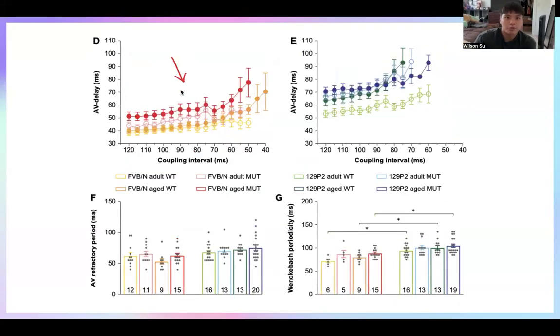I use this red arrow to point out how shorter coupling intervals on the AV delay for the adult and aged of the mutants between both strains were the most noticeable.